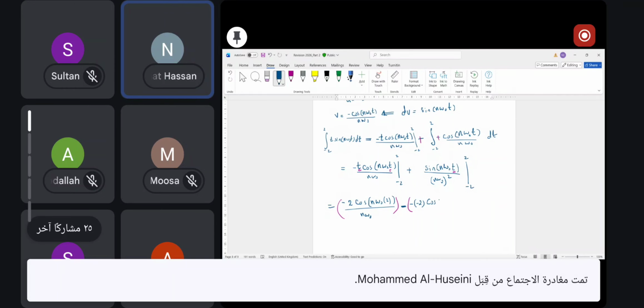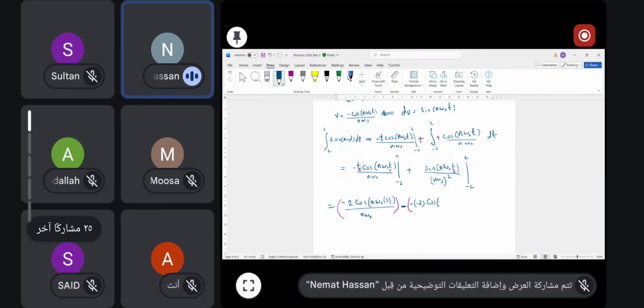cosine of minus n omega naught 2, which is basically, let me just rewrite it so it will be clear to follow for everyone: n omega naught times minus 2 over n omega naught. That is the lower limit, right? I'm just focused on this bit now, which is this bit.